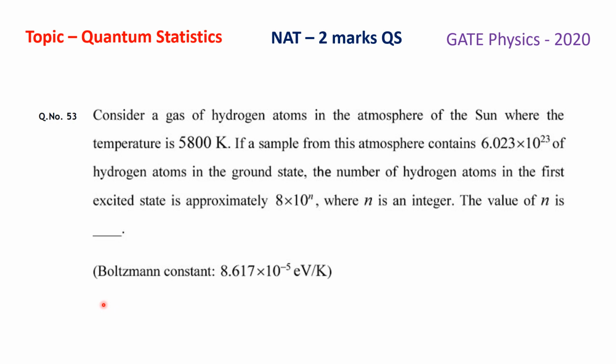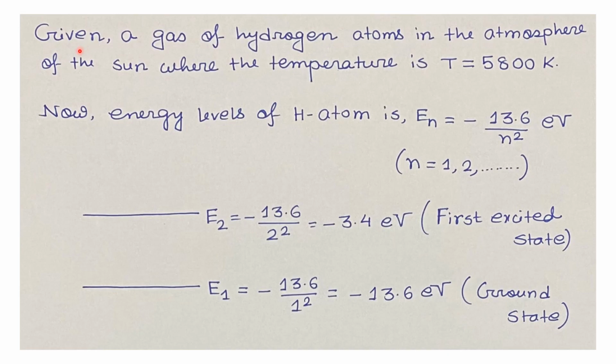One piece of information is given here, that is Boltzmann's constant value is 8.617 times 10 to the power minus 5 electron volt per Kelvin. So now let us see how we can solve this problem. It is given in the question that a gas of hydrogen atoms in the atmosphere of the Sun has temperature T equals 5800 Kelvin.